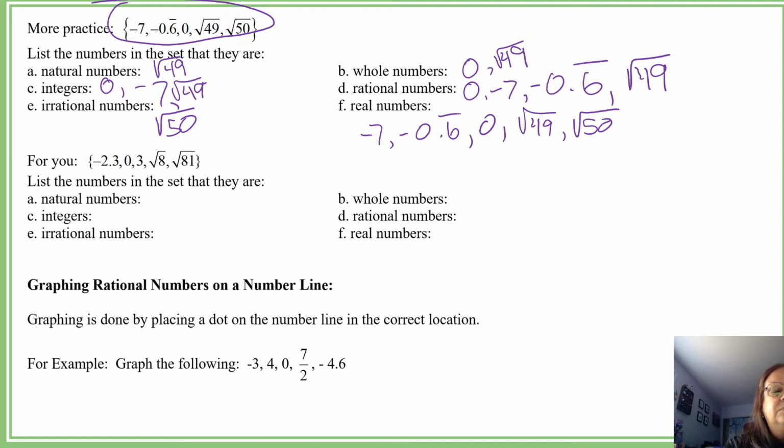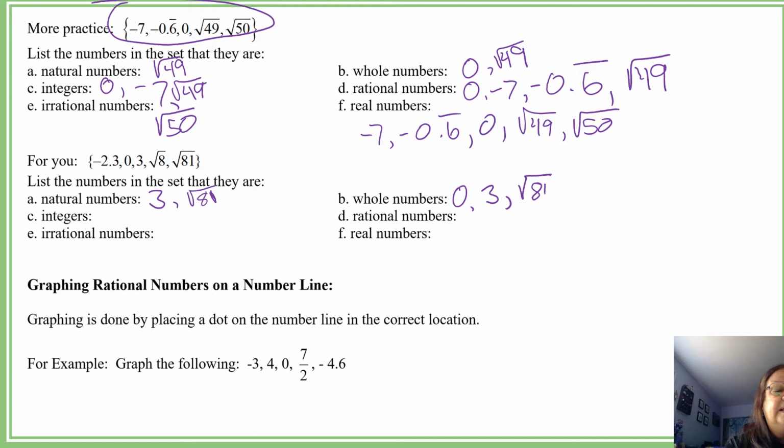Okay, in natural numbers, I have 3. But notice I've got square root of 81, which is 9. So that one would be included. Whole numbers, we're going to add in the 0. 0, 3, square root 81, which is 9.